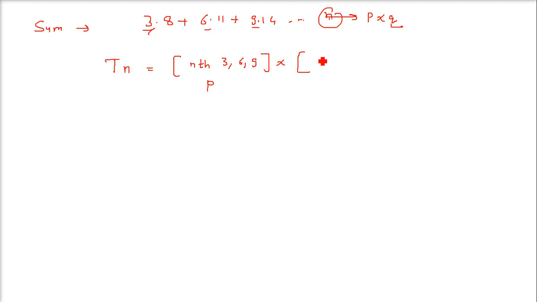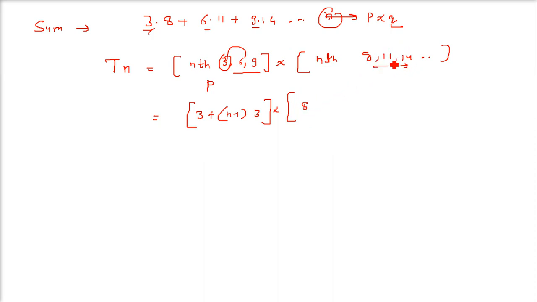And Q is the nth term of 8, 11 and 14, like this. Now this is an AP. So what is the nth term? A plus n minus 1 into D. What is A? 3, plus n minus 1 into D. What is D? 6 minus 3, that is 3. Multiplied by, what is A here? 8. This is again an AP. 8 plus n minus 1 into D.